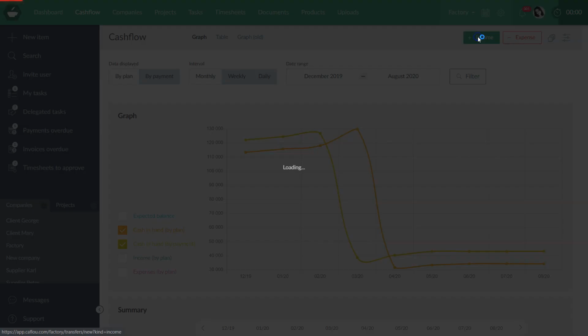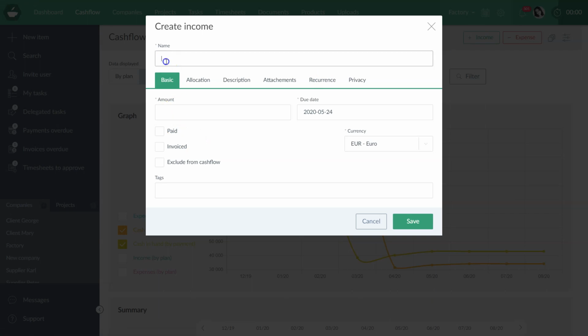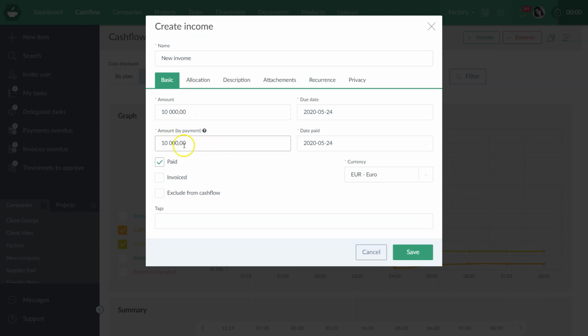When you look at an income and you're setting it up, you're setting up an amount and a date. This is the planned amount and this is the planned date when you're expecting the money, either to be paid to your account or to leave your account if you pay someone else. This is your plan. Once that income or expense is marked as paid, you get another value here, amount by payment and date paid. And they can be different.